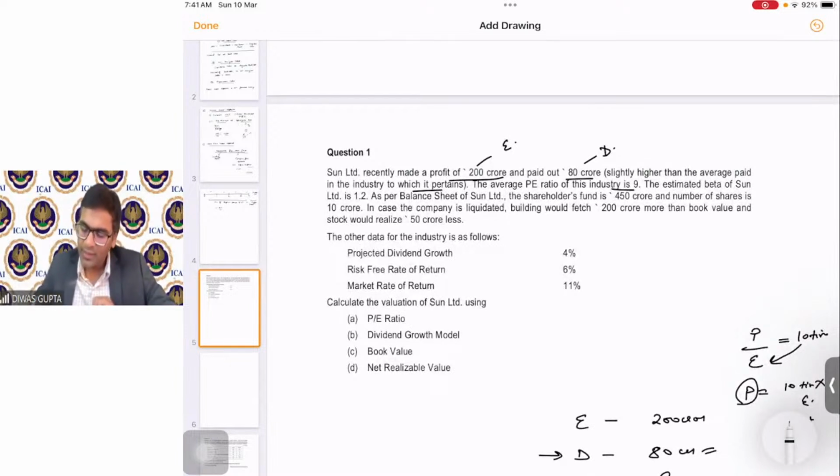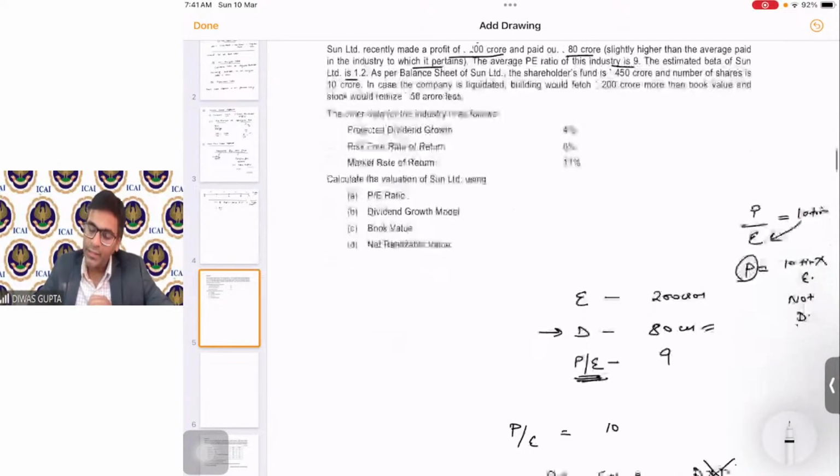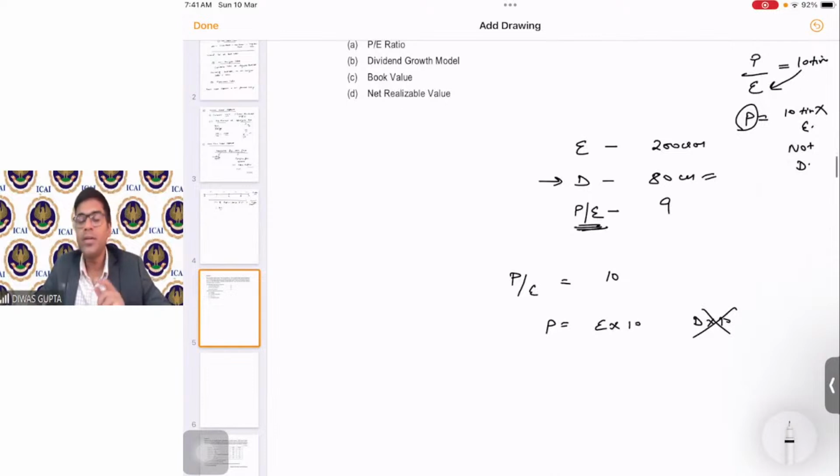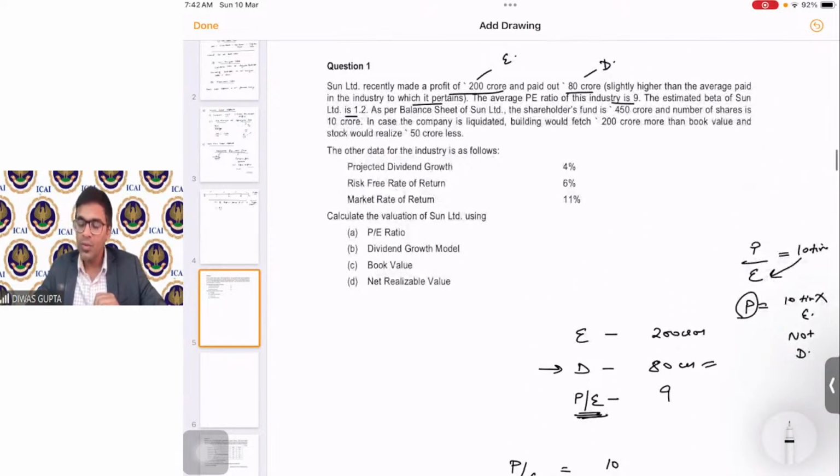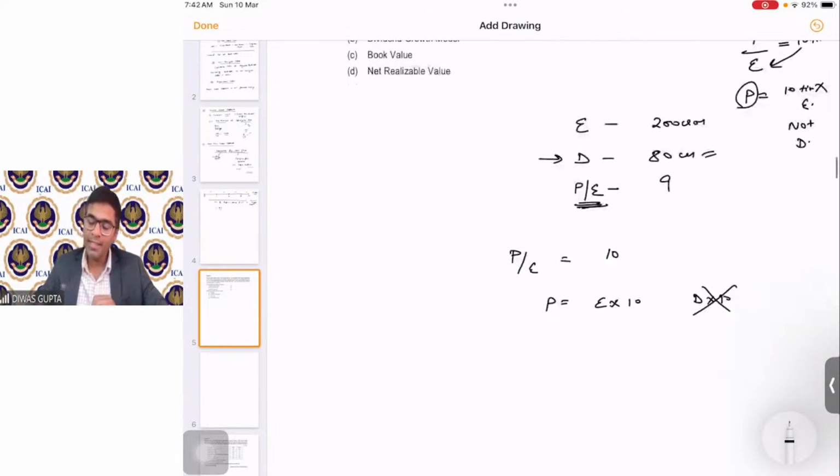The estimated beta of Sun Limited is 1.2. They have given us the beta as well. What is beta, students? We will cover a lot of concepts through the questions itself, as I told you, because this will knit everything that you have learned till now from your CA Inter as well as final. Okay. So first of all, students, tell me what is beta?